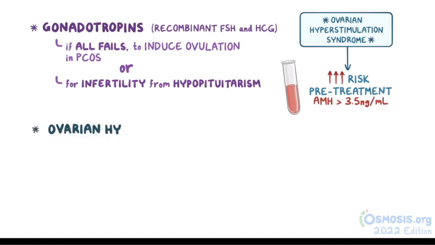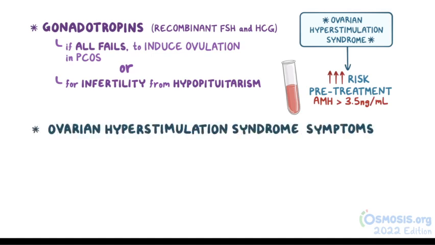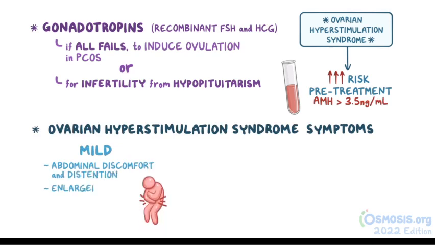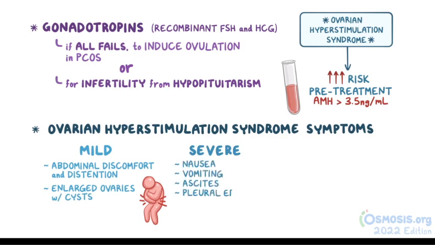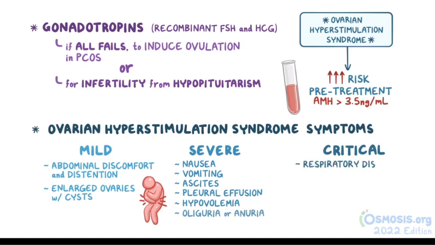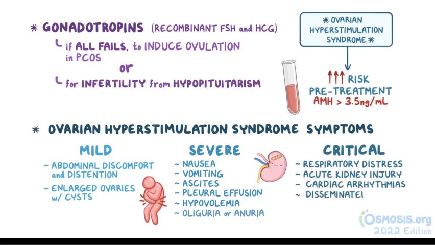With ovarian hyperstimulation syndrome, symptoms range from mild, like abdominal discomfort and distension, enlarged ovaries with multiple cysts, to severe forms with nausea, vomiting, ascites, pleural effusion, hypovolemia, and oliguria or anuria. Sometimes the presentation may be downright critical, with signs of end organ damage, like respiratory distress, acute kidney injury, cardiac arrhythmias, and disseminated intravascular coagulation.